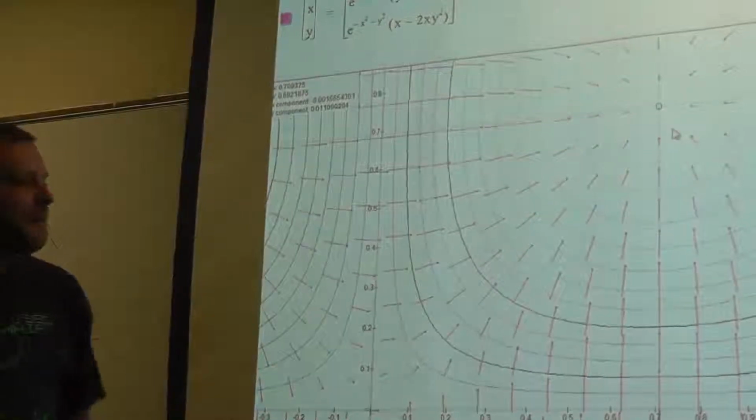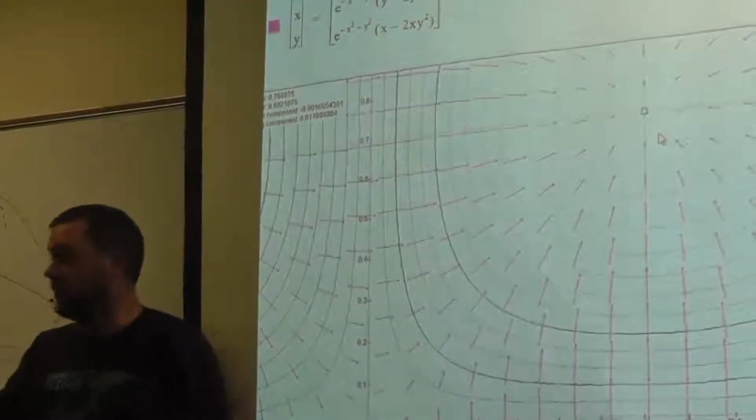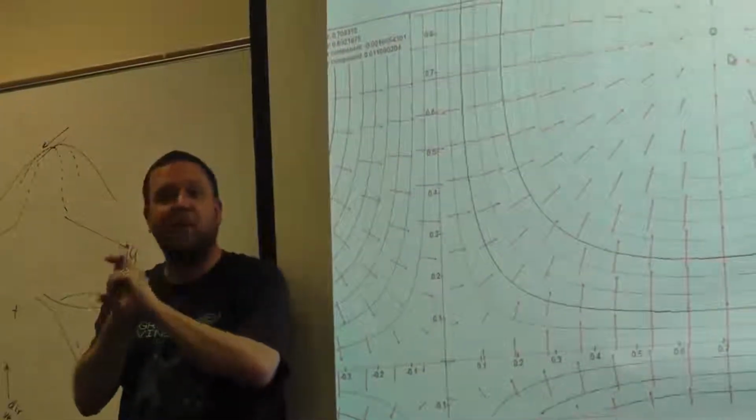But so, a couple of important things about the gradient. The gradient points uphill.